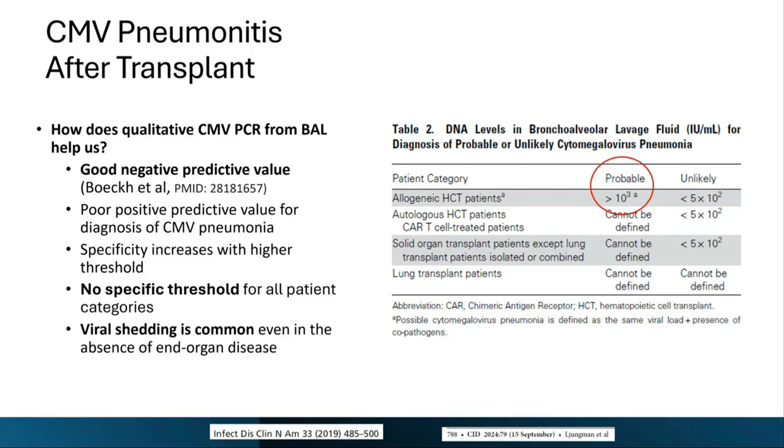There's a lot of research ongoing in terms of how we establish what is the right level of CMV PCR in the BAL to say that my patient has CMV pneumonia. That has not been established. There are no uniform definitions or cutoffs, but it appears that the higher the CMV level, the higher your probability of having CMV pneumonia. But again, this is all under investigation. I don't think you'll be asked about that. But remember the negative predictive value.